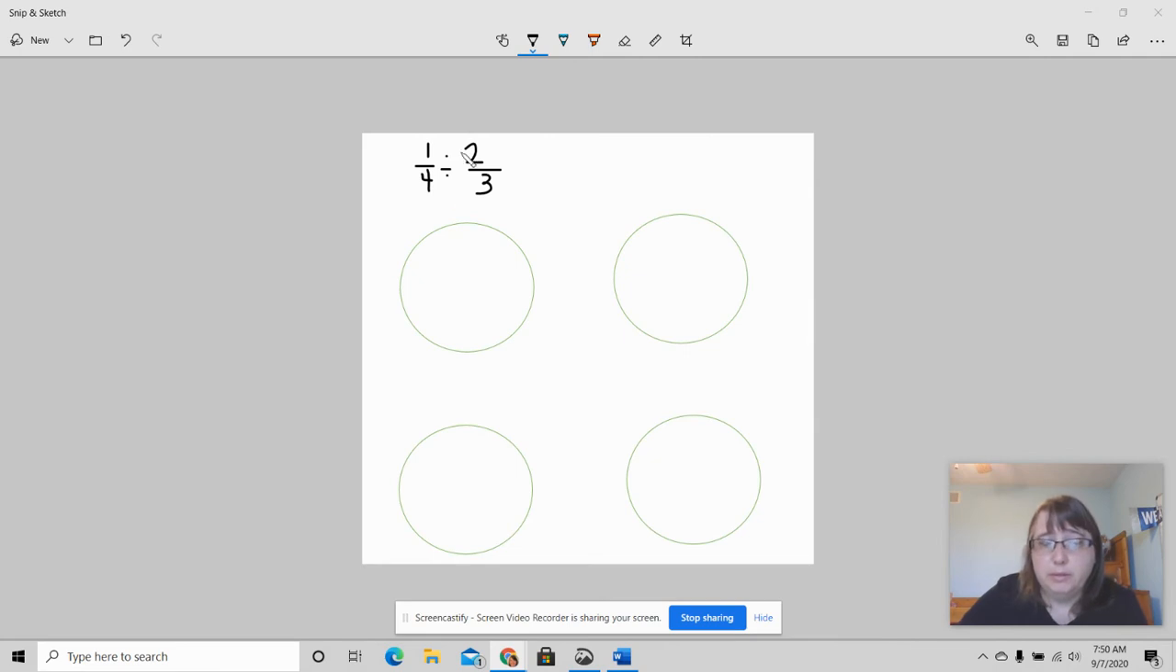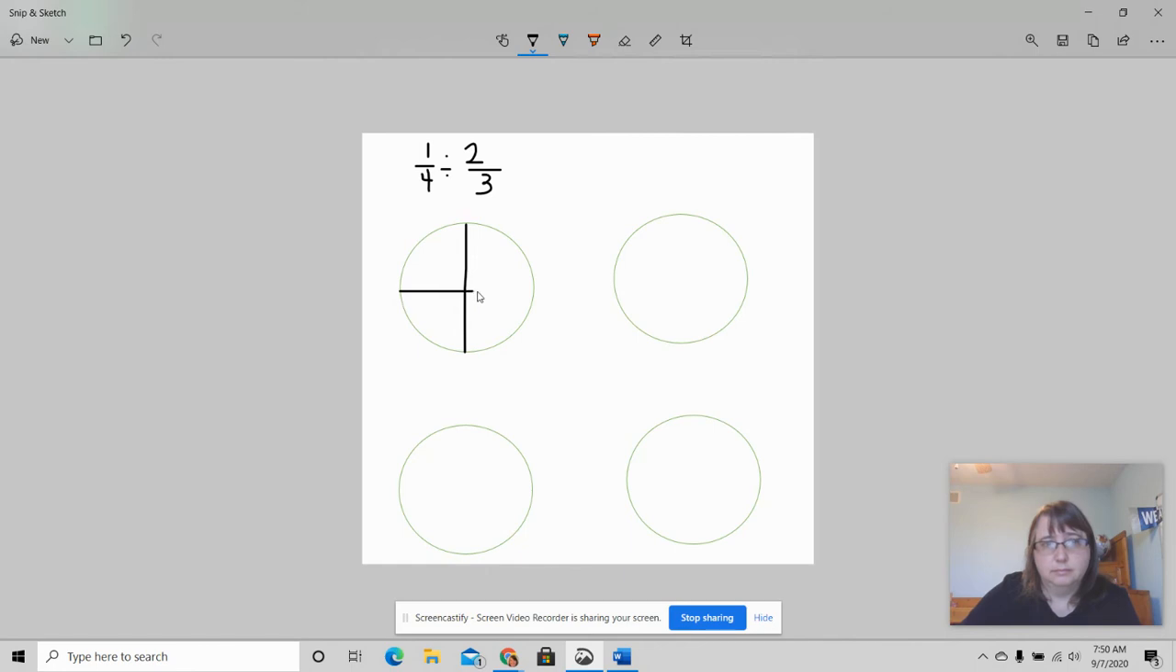So when I look at this one, 1/4 divided by 2/3, well, first let me draw the 1/4. I know that that's 2/3 of something. Not sure what it's 2/3 of, but if I divide the fourth into halves, then I know that just this much is 1/3 of something, because now I have a total of 2/3. So I'm going to do that to the rest of the pie. So there's 1/3, 2/3, here's 3/3.